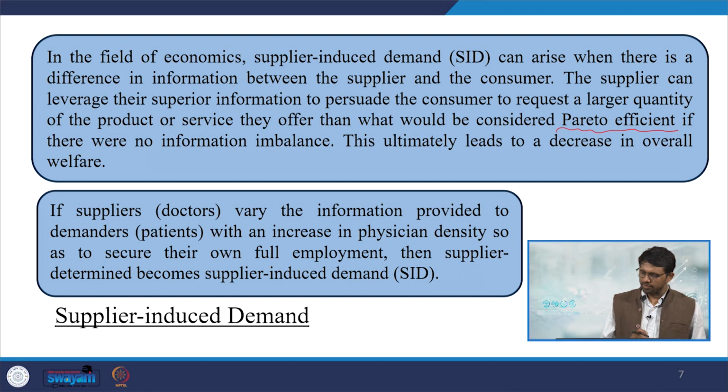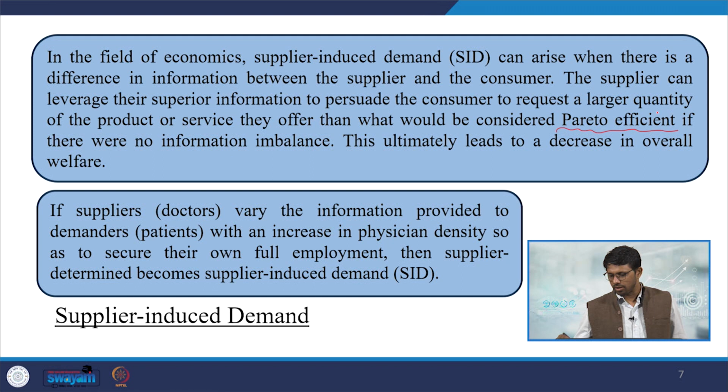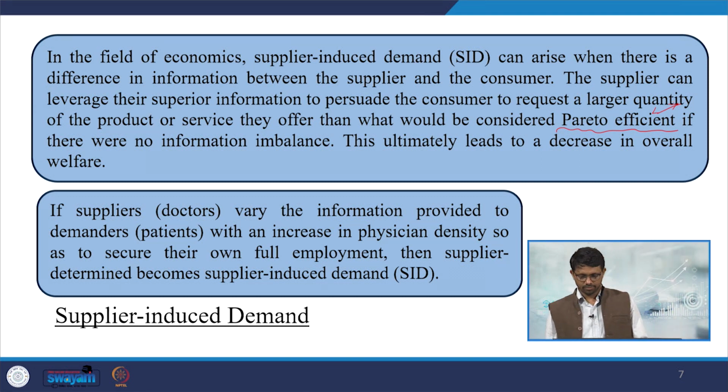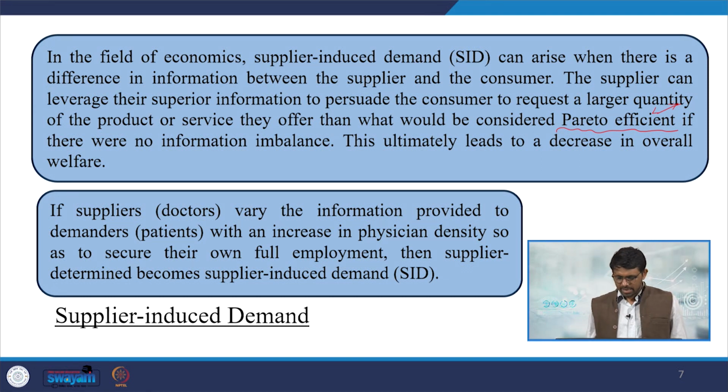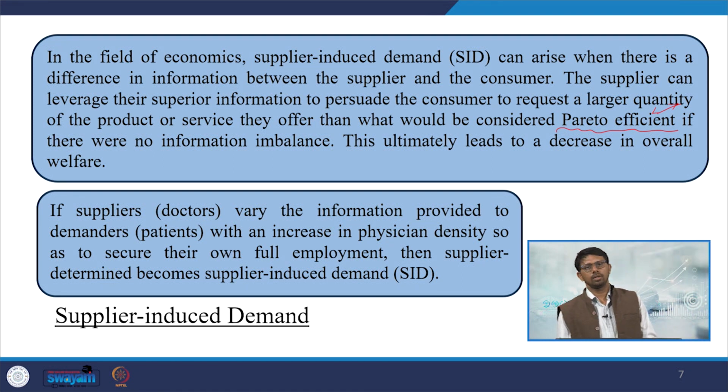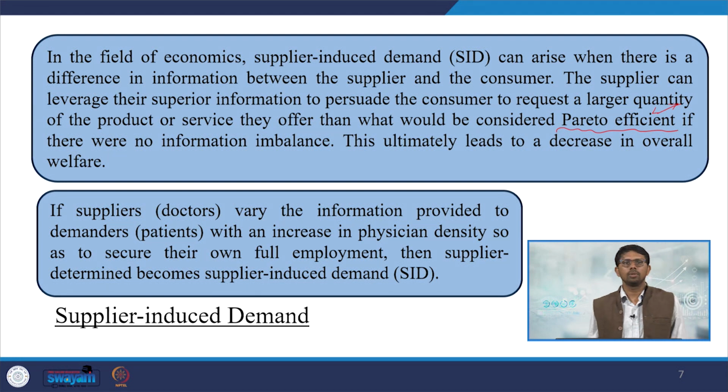Even to some extent of this Pareto efficient provision, we have tried to explain it through the diagram. This ultimately leads to a decrease in overall welfare, if the supplier is actually determining the need, where the need is juxtaposed with the problems of some information asymmetries.